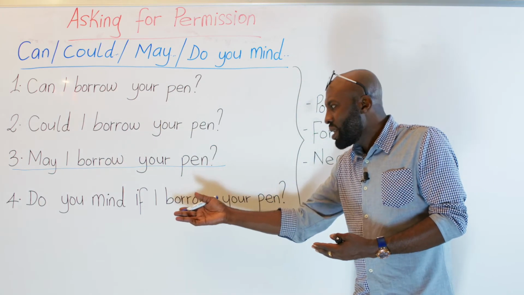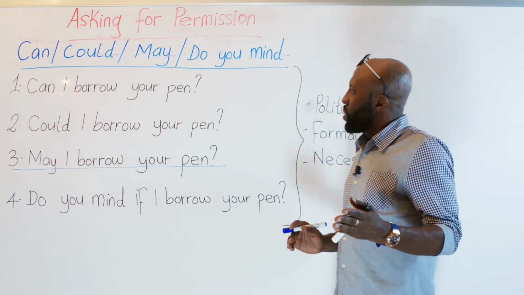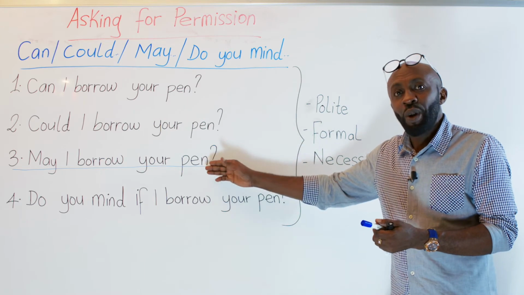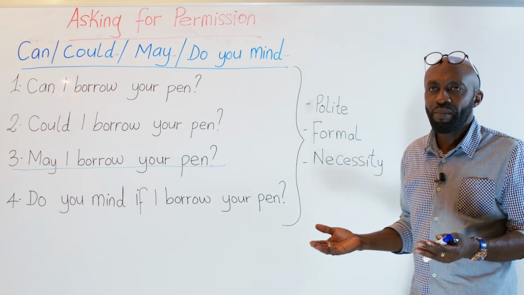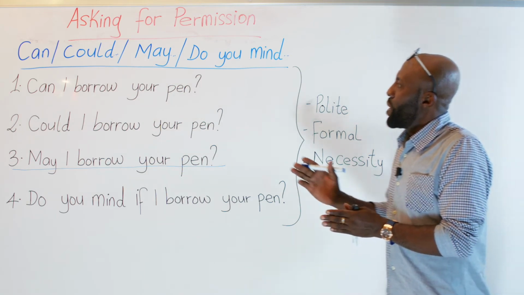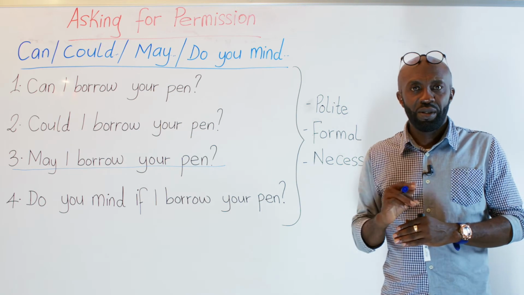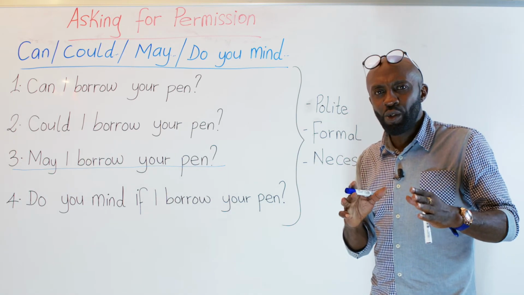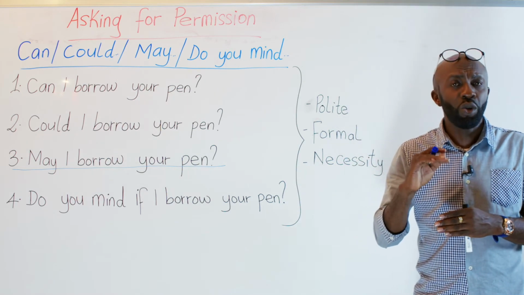So, do you mind if I borrow your pen? Good. Do you understand? This one is polite, this one is also polite, but at different degrees. As I said, when asking for permission, it also depends on your tonation. Your tonation spells out your politeness or your formality or the necessity of whatever you're asking for.